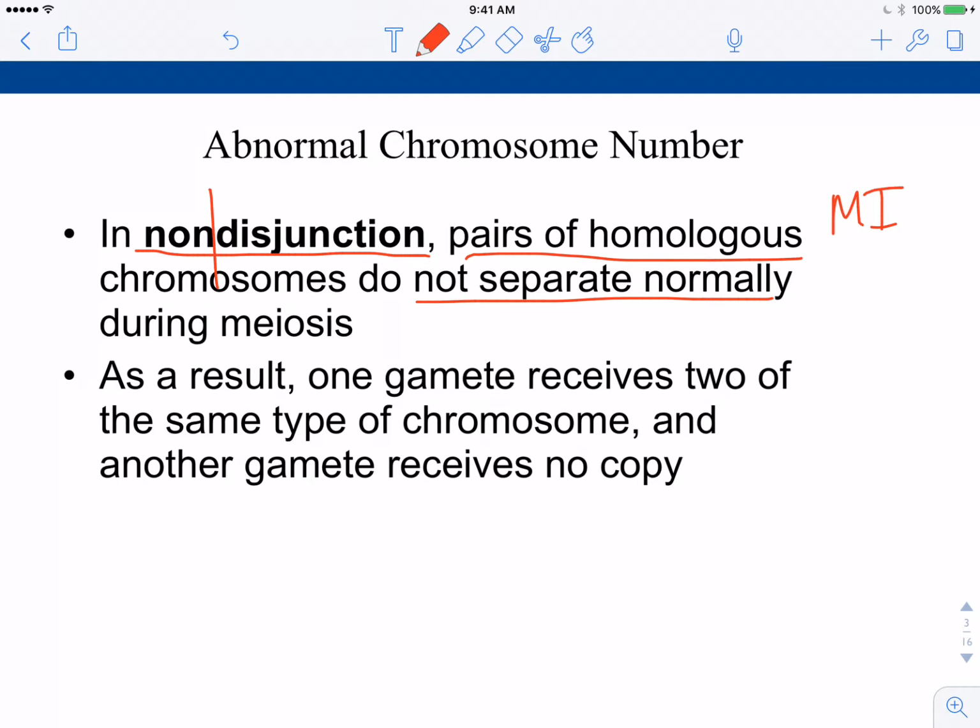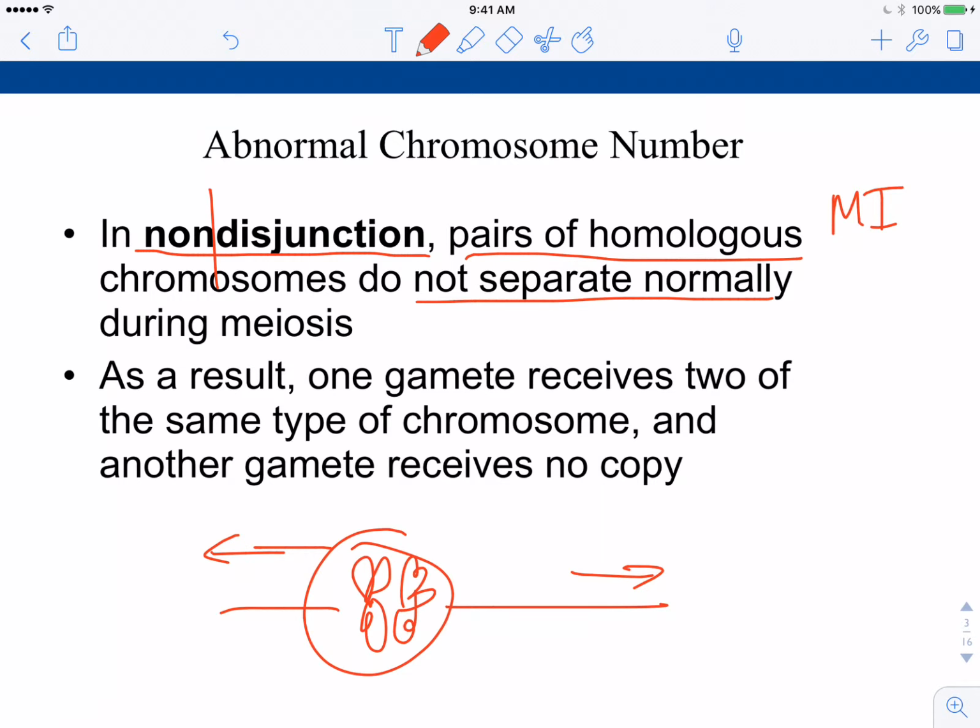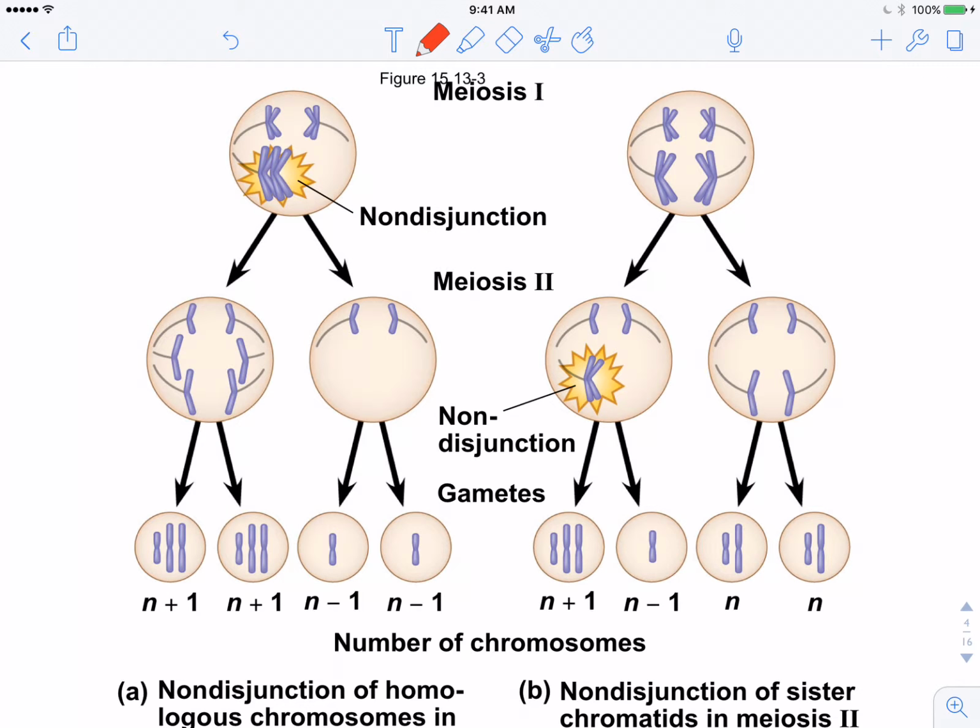So basically you have your pairs of chromosomes, and rather than going one to each side, they both go to one side and no chromosomes go to the other side. One gamete receives 2 of the same chromosome and the other gamete receives none of that chromosome. This can happen in either anaphase, in meiosis 1 or in meiosis 2. You can have a non-disjunction of homologous chromosomes, or you can just have a non-disjunction of sister chromatids.